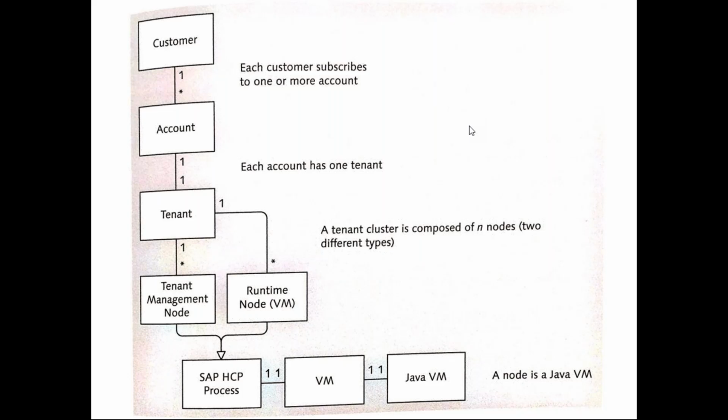So they are isolated from each other with regards to memory, data storage, and CPU. Tenant isolation means the physical resources are allocated by tenant and cannot be accessed by another tenant. Okay, that is the meaning. Within the tenant there are two nodes: the tenant management node and the runtime node. These two nodes take care of whatever iFlow you are creating. That is called a cloud process.